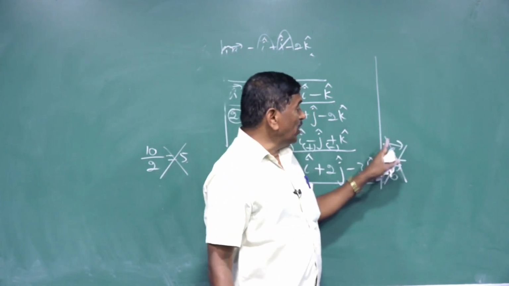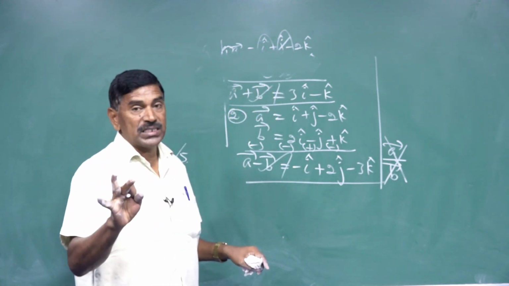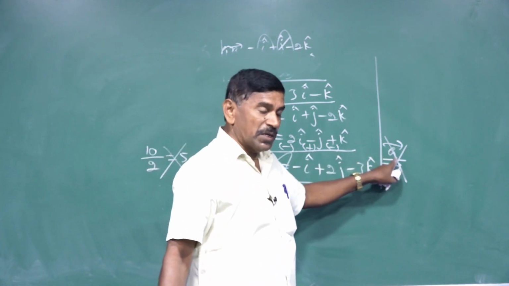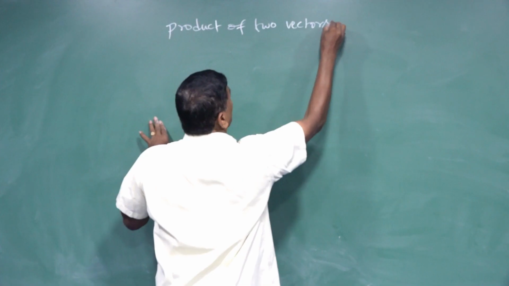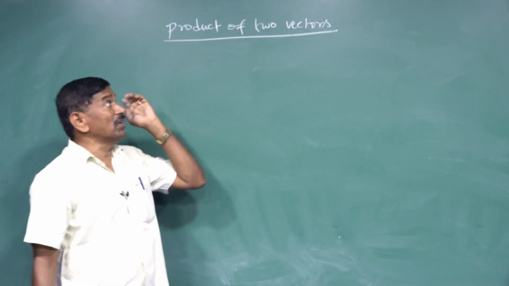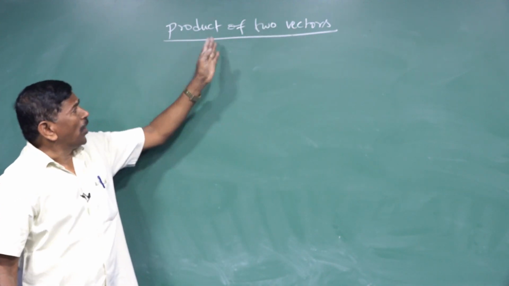Okay. So in vector algebra, addition, subtraction and multiplication are possible, where multiplication is of two types, and division of two vectors is not possible. So that is today's concept. Today's topic is product of the vectors, and here we are going to consider the product of two vectors.